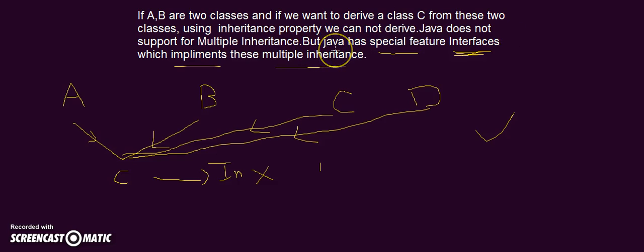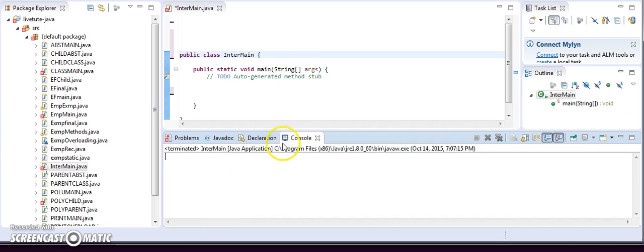Now let us see the syntax, how to create an interface, and how to access the method of A and the method of B in the class C. How to access the method from class A and the methods from class B in class C. Now we'll take some Java example here.